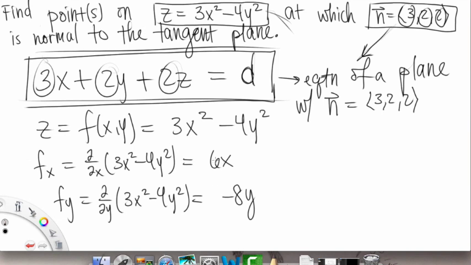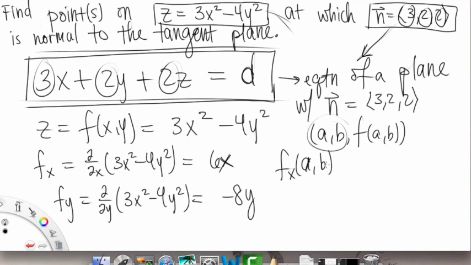More importantly, when we plug these into the equation of the tangent plane, remember we have to plug into a certain point, a point (a, b), and then f of (a, b). So we need f sub x of (a, b). And that's our goal for this problem: to find that point (a, b) and then f of (a, b). We want that point here.